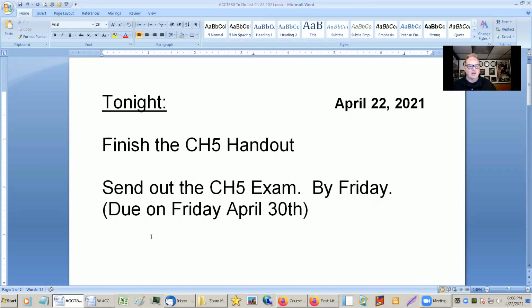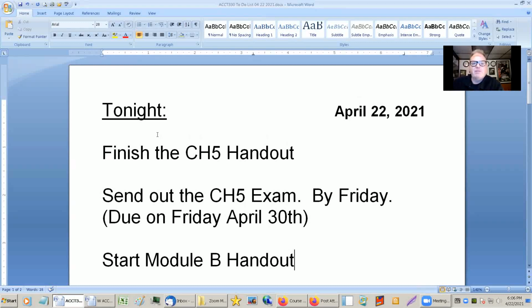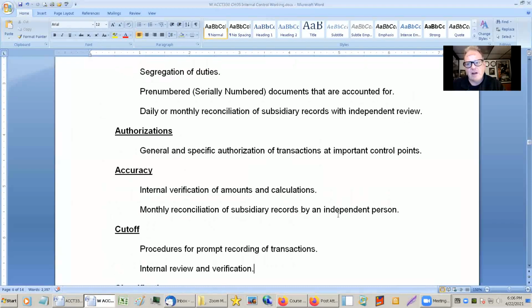And then we're going to start on module B. And that handout hopefully will be a little bit better. I'm trying something different on that handout. Hopefully it'll make things better. So, okay, let me save that. All right, so let's go to the chapter 5 handout.